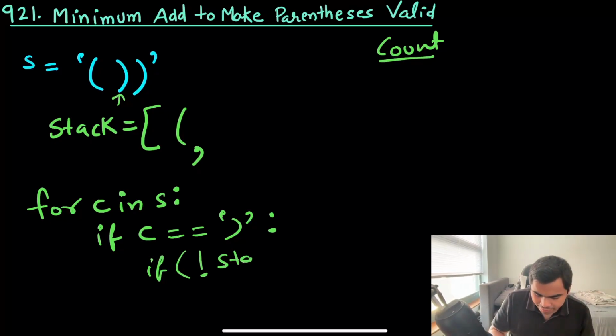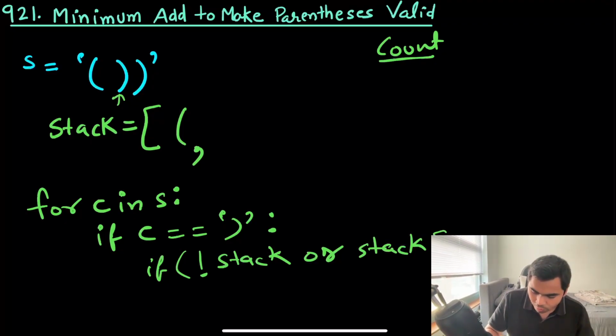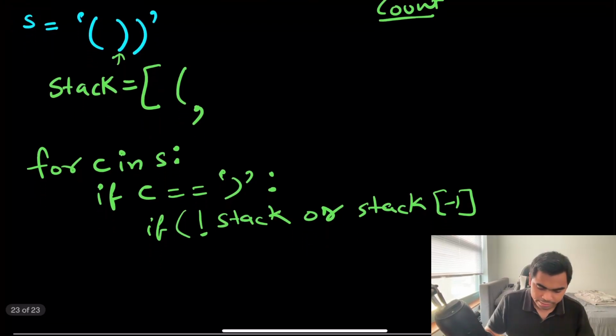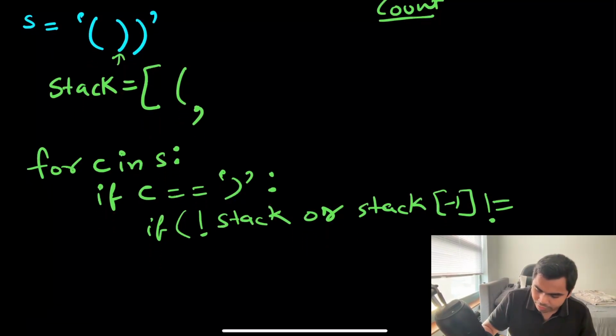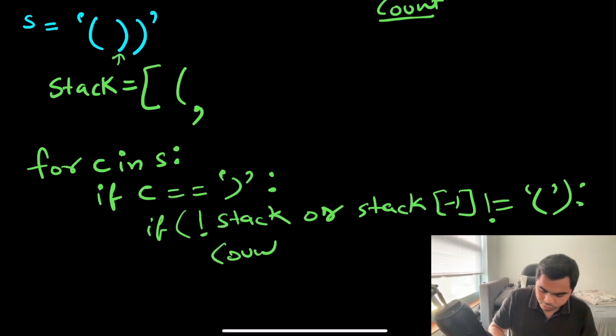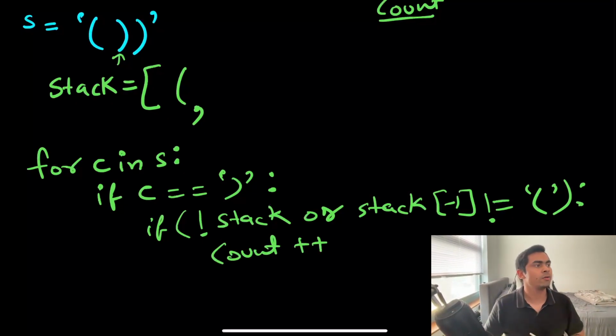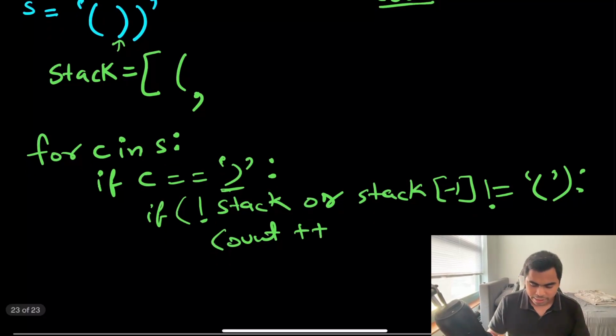But if either not stack, or stack top is not equal to an opening bracket, that means I need to increment my count. Increment your count, because then we actually need one insertion right before this, or somewhere, to create a matching opening bracket for this closing bracket, right?